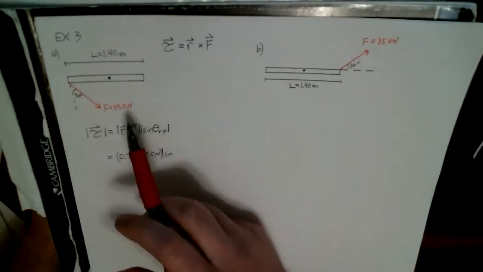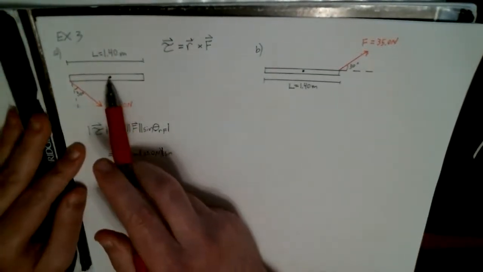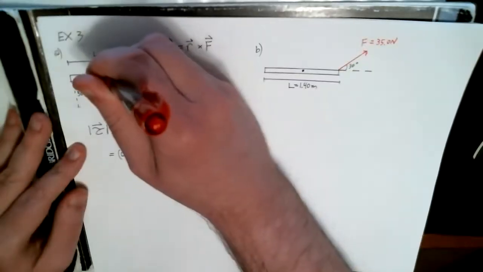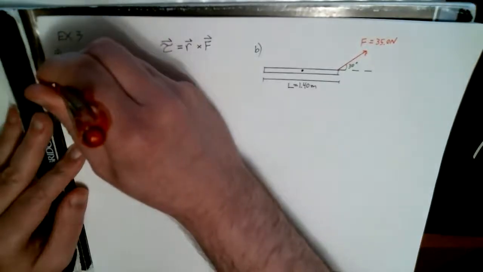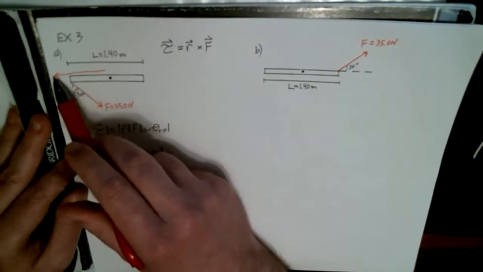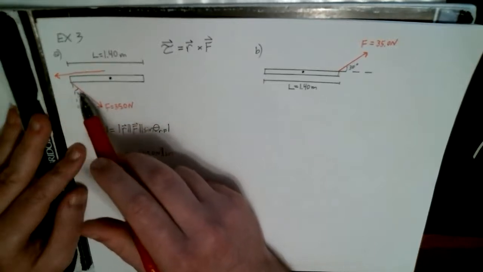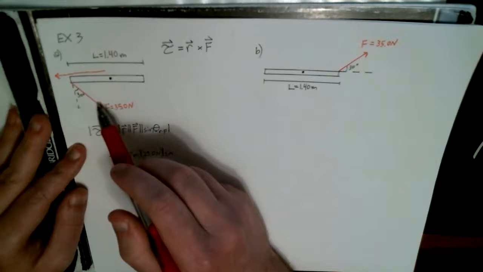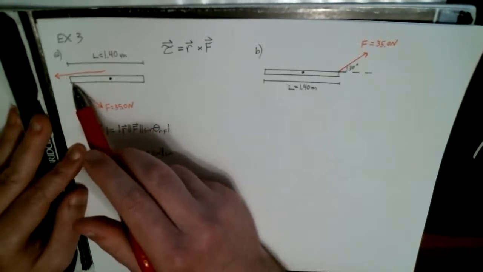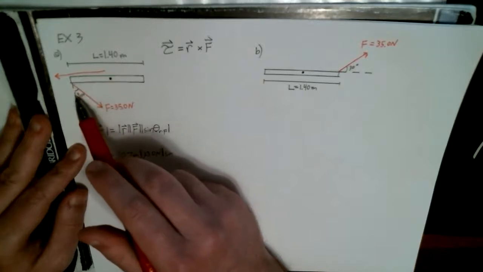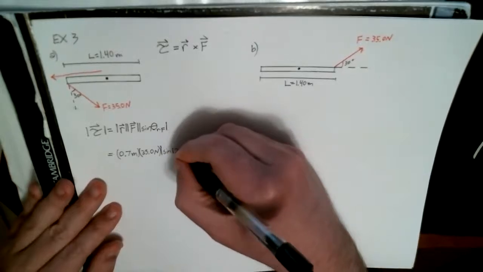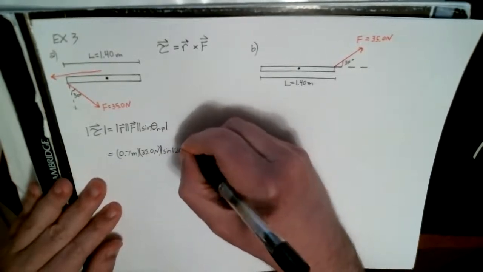Now, this is a little bit tricky, so we need to look at our diagram closely. Our r vector points from the pivot to the left. So if we extend it, we see the angle is going to measure from 9 o'clock down and around to our force vector. We have 90 degrees from 9 o'clock to 6 o'clock, and then another 30 degrees from 6 o'clock to the force vector. So the angle is 120 degrees.